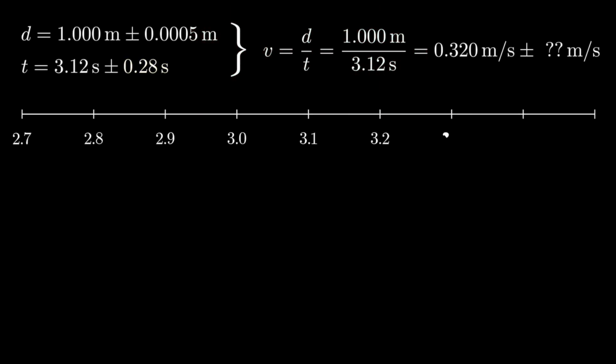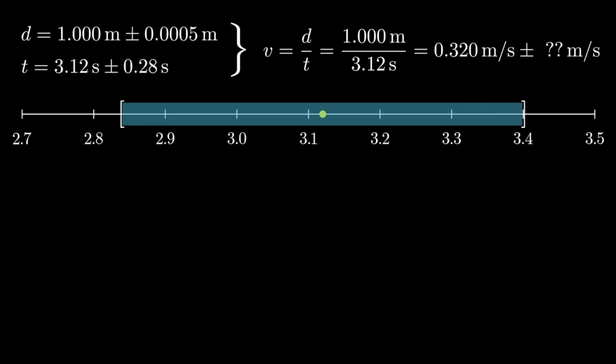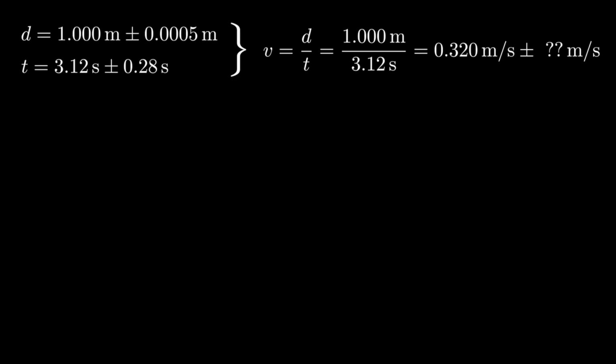So far, we have talked about how uncertain something is as a plus or minus value. We have discussed that this defines a confidence interval for each measurement. 3.12 plus or minus 0.28 communicates I'm confident that the true time measurement lies between 2.84 and 3.40 seconds. But the question we need to address now is, how uncertain is the time measurement, and similarly, how uncertain is the distance measurement? To answer this question, we need to take a little detour.